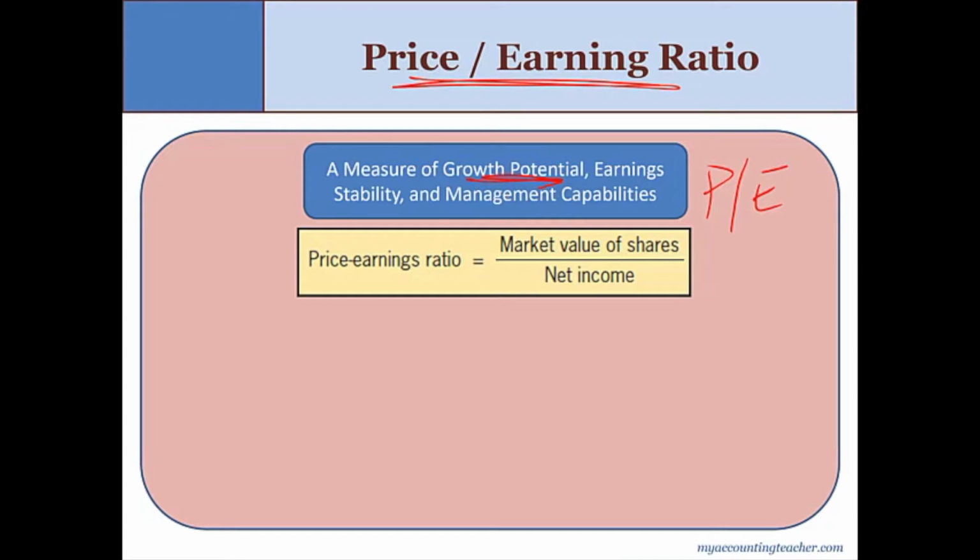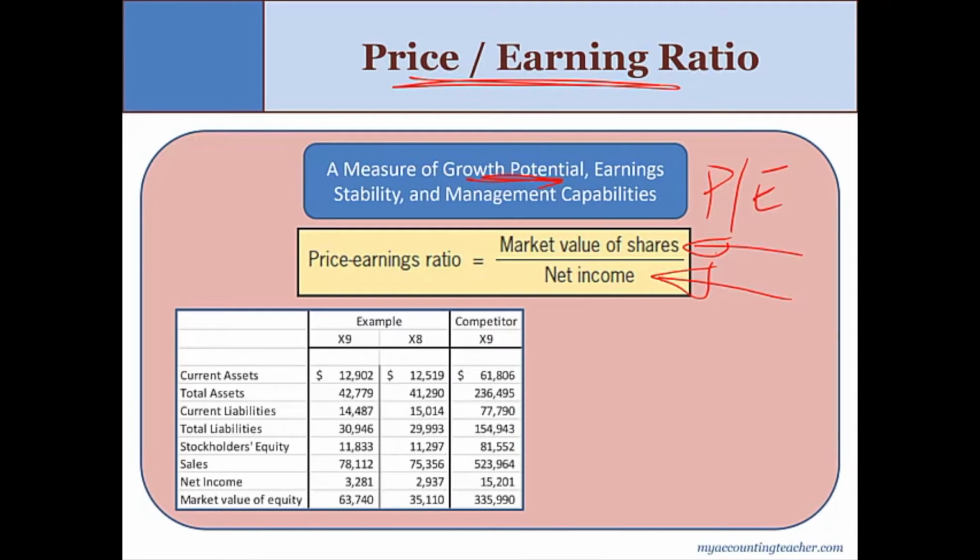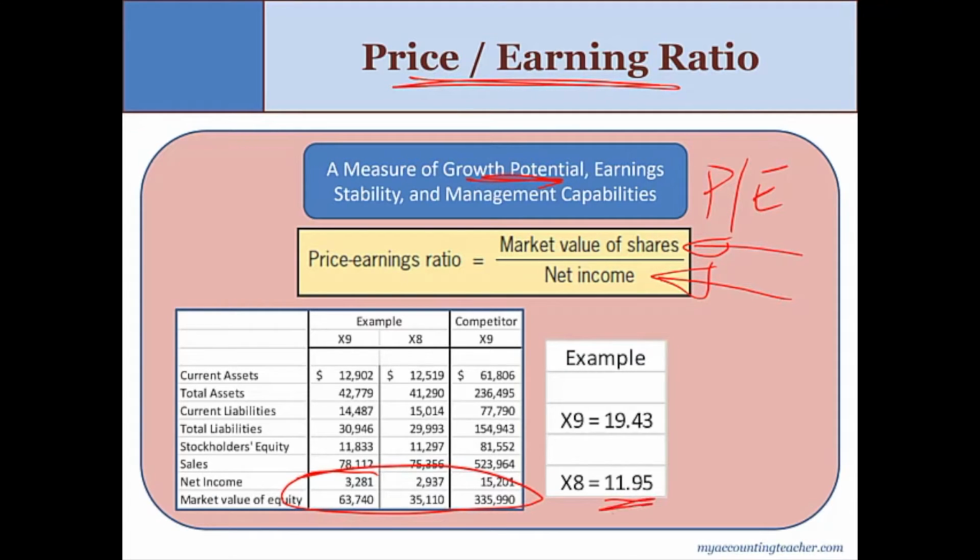It's calculated by taking the market value of the company and dividing it by the net income of the company. So we take a market measure, market value, divided by net income to give us this PE ratio. Again, using our data down here, we calculate in X8, the PE ratio is 11.95. That jumped up in X9 to 19.43. In other words, for every dollar of reported income, the market is valuing that in the stock price 19 times.